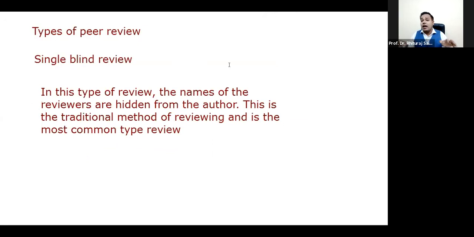I would like to write it down for you. So you can see here, I have mentioned that in a single blind review process, if you are submitting to a journal which is adopting single blind review, the names of the reviewers are hidden from the author. But in this process, the reviewer will know the name of the author. So it is a traditional process. In older times, most of the journals used this process.